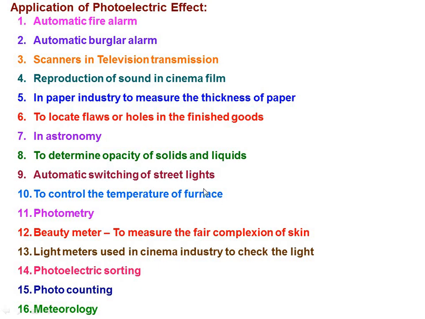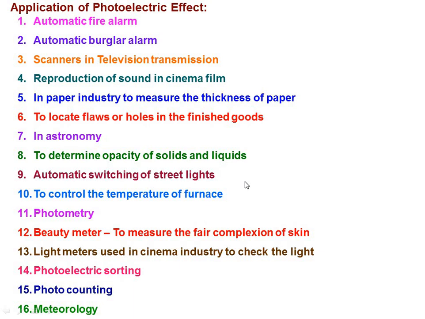They are used as scanners in television transmission, in reproduction of sound in cinema film, in the paper industry to measure the thickness of paper, to locate flaws or holes in finished goods, in astronomy, to determine opacity of solids and liquids, and automatic switching of streetlights, one of the most commonly used. The moment light intensity reduces, when the sun sets, the light falling on those sensors is reduced. Thus automatically the circuit switches on the light.